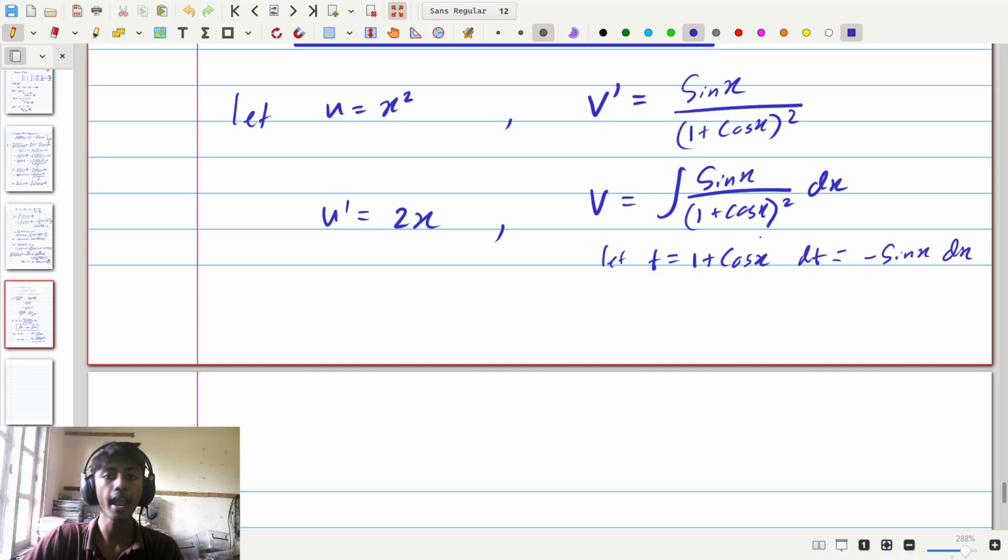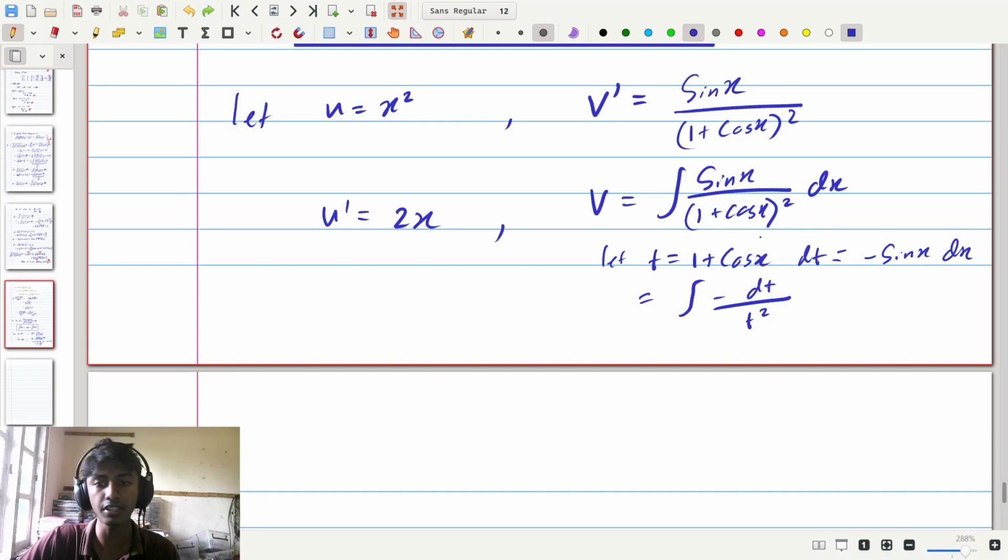dx. And looking at our integral, we can see on the numerator we have sine of x times dx. And therefore, this integral will simply become equal to the integral of negative sine of x times dx, which is dt, divided by 1 plus cosine of x whole thing squared, which is t squared. So divide by t squared with respect to t.